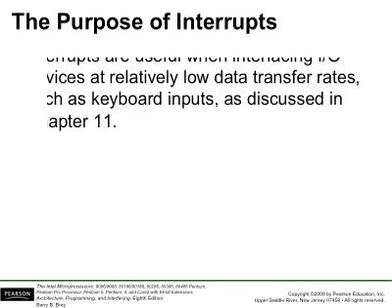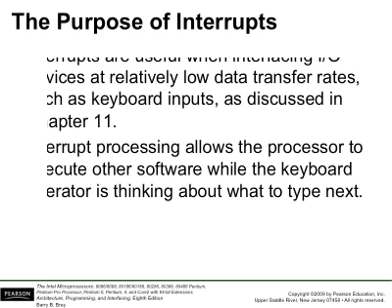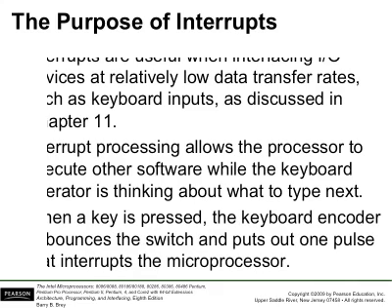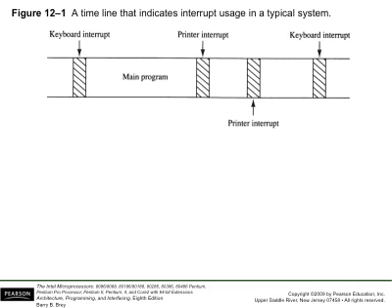Interrupts are useful when interfacing with I/O devices that are relatively slow compared to the microprocessor itself. For example, with a keyboard, you don't want the microprocessor to keep checking whether there's a key pressed. Interrupt processing allows the processor to execute other software, including the operating system, while the keyboard operator is thinking about what to do next. When the key is pressed, the keyboard encoder will debounce the switch and put out one pulse that interrupts the microprocessor. So, using a timing diagram to illustrate this.